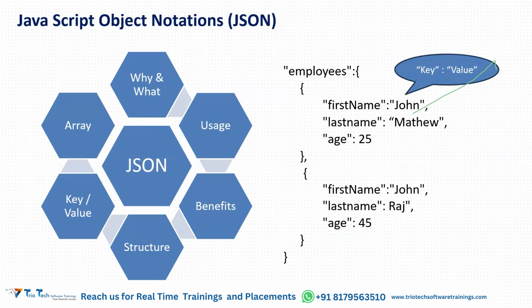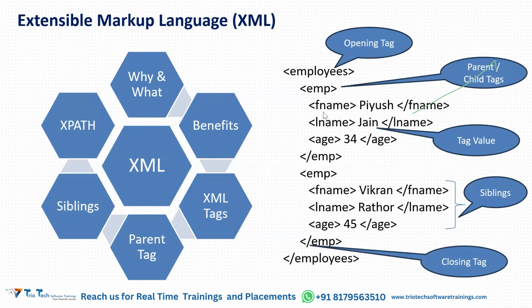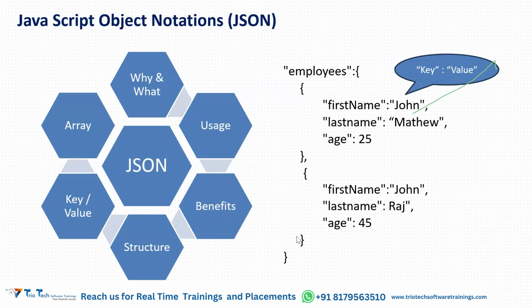In the same way, guys, there is a newer way to represent the data, that is JSON. The same data I have represented in a different format, that also we will be discussing and covering. In JSON, the data is represented as key and value, name and value. First name is John, last name is Matthew, age is 25. We will be learning how to build these JSON files.